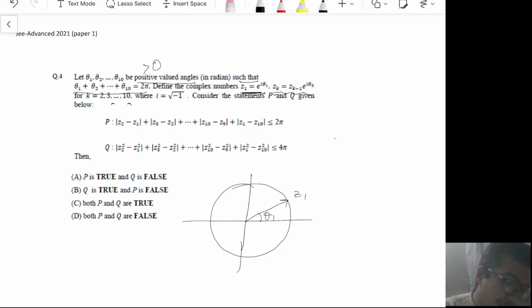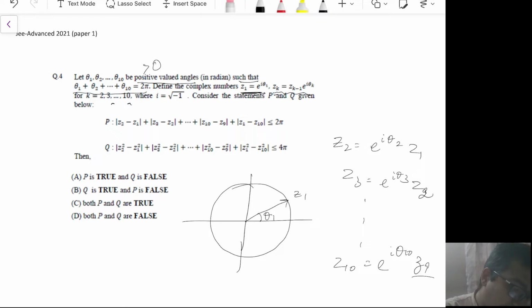So basically it's like z2 being e to the power iota theta 2 times z1, z3 is e to the power iota theta 3 times z2, and so on up until z10, which equals e to the power iota theta 10 times z9. So basically if I have to plot z2 here, it will make an angle of theta 2 with z1, right? So they will all lie on this unit circle.